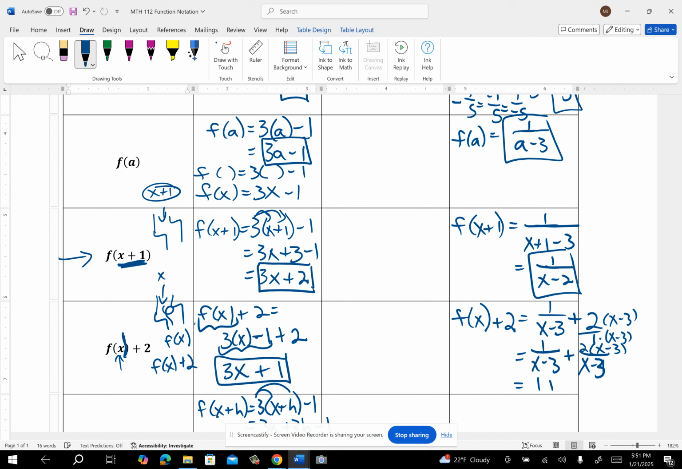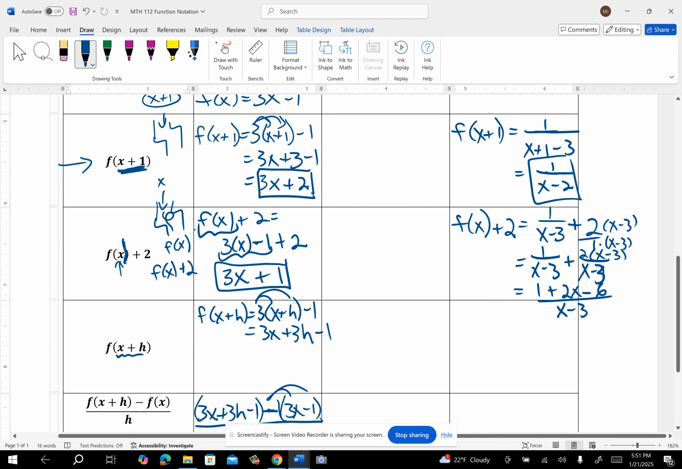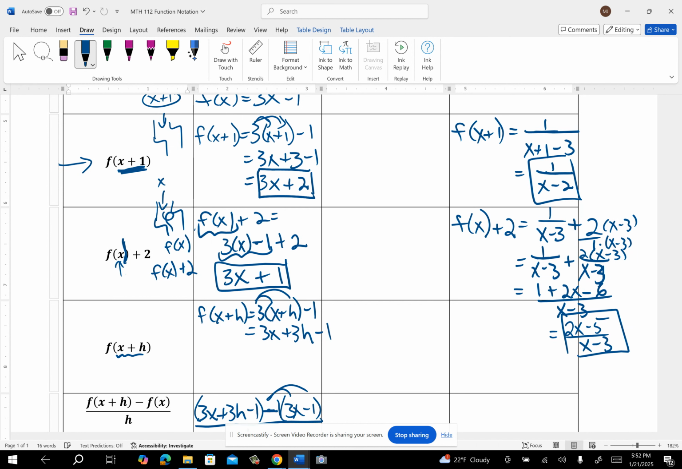So you'd get 1 plus, let me go ahead and distribute the 2 times x minus 3. 2 times x, 2 times the 3 would be 6. That would be over the x minus 3. And then I'd need to simplify that a little bit more, the 1 and the negative 6. So I would get a 2x minus 5 over x minus 3. That's what's sometimes time-consuming on these rational functions, is to get the final answer. You sometimes have a lot of simplifying to do.